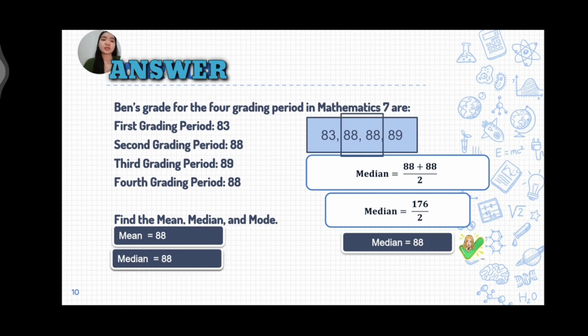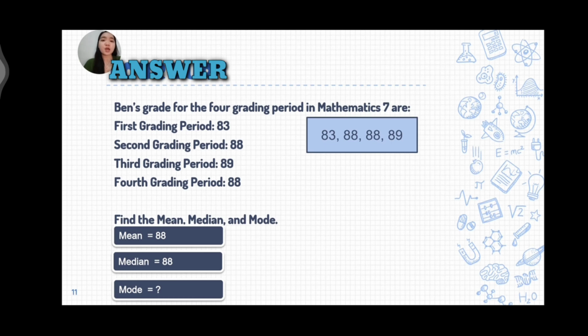Next, we have to answer for the mode last. Okay, so in order for us to get the mode, you're just going to find the most common value in the set. So what do we see the most? What is the one we see the most here? Okay, the one we see the most here is 88. Therefore, the answer for the mode is 88. You got it right.